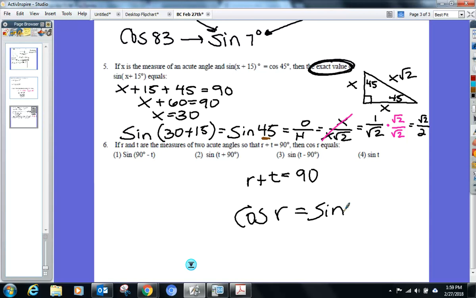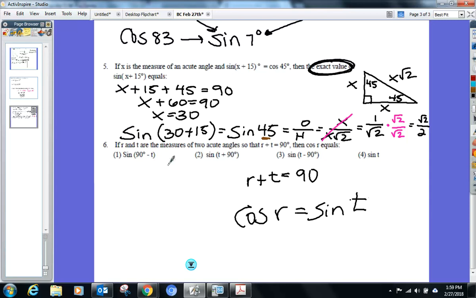If they're going to be equal to each other, what do you have to know about the angles? They have to be complementary. Do we know anything that's complementary to angle R? Angle. Aren't they complementary? That's what was given to us.